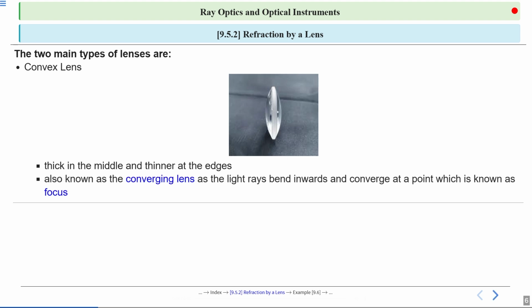Also known as converging lens. Why is it called converging lens? As the light rays bend inwards and converge at a point which is known as focus. Okay, light rays that are incident on this convex lens, after refracting through the convex lens, will converge and meet at one point, and that point is known as focus. So they actually meet at one point. Their focus is real, not imaginary. So it is called converging lens.